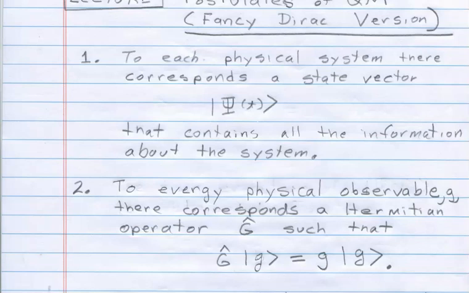To each physical system, there corresponds a state vector, or a psi ket, that contains all the information that it's possible to know about the system. So everything is buried in that. And once you have complete knowledge of this ket vector, this ket state vector, then it's just a matter of extracting it from that once you know what that is.